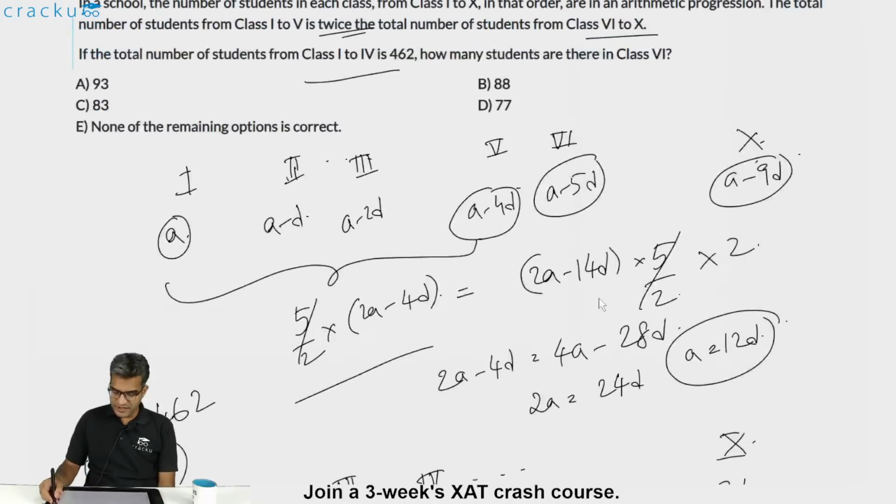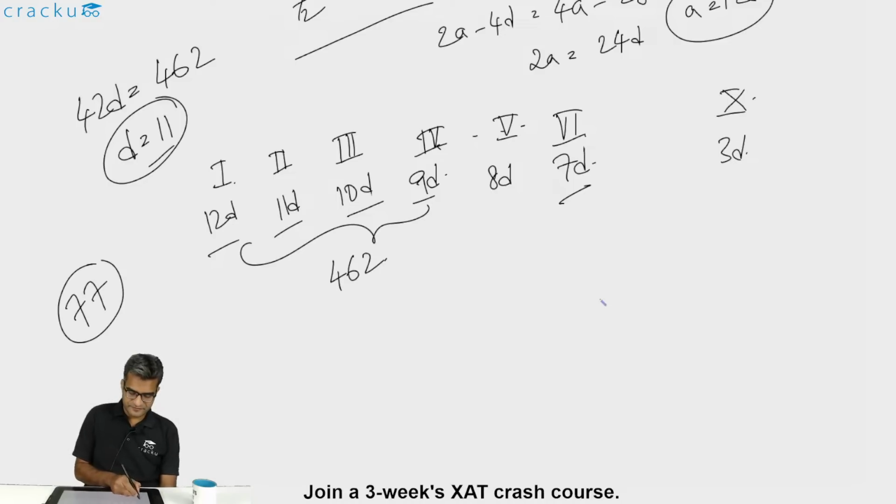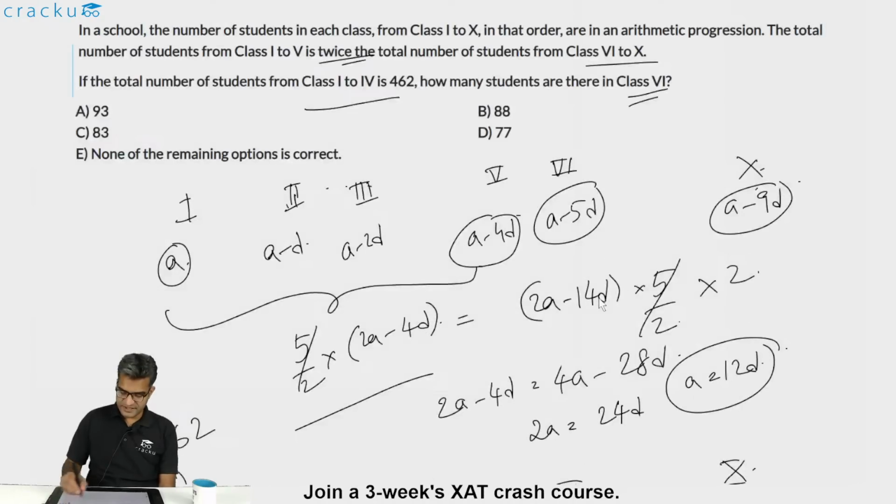We are required to calculate the number of students in class 6. The number of students in class 5 will be 8D, in class 6 will be 7D. This will be 7 into 11, which is 77. So the answer for this question is option D. Let us look at the next question.